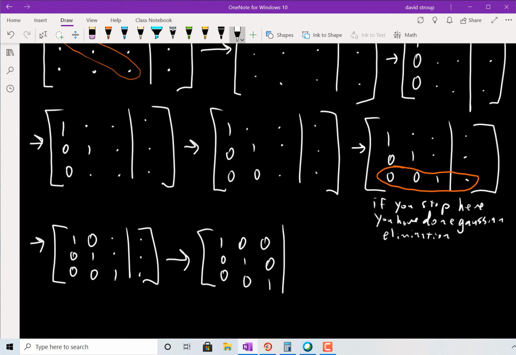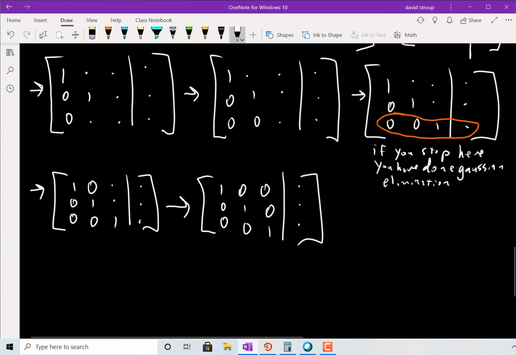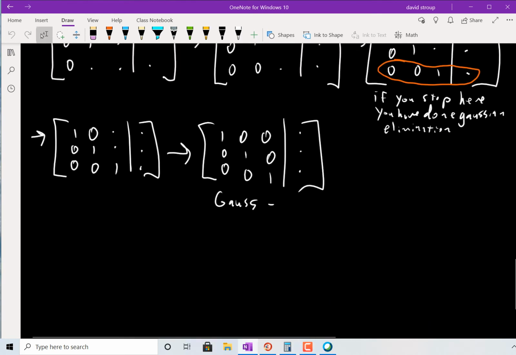They call that sometimes the identity matrix. And that would be your end. So you would actually have x equals something, y equals something, z equals something, if you were to rewrite it in variable form. So this here is the Gauss-Jordan elimination. If you go all the way to here, you can read your answers directly off of the matrix. Okay, so Gauss-Jordan elimination, but I never bother because I just never bother.